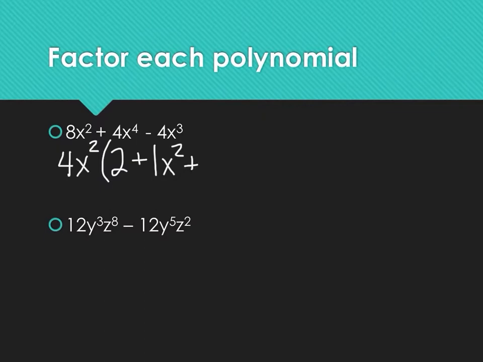And here if I take away a 4, this is a minus sign. Alright, that leaves me with 1. And if I take away 2 x's, that leaves me with 1x. So that's how I factor them out.